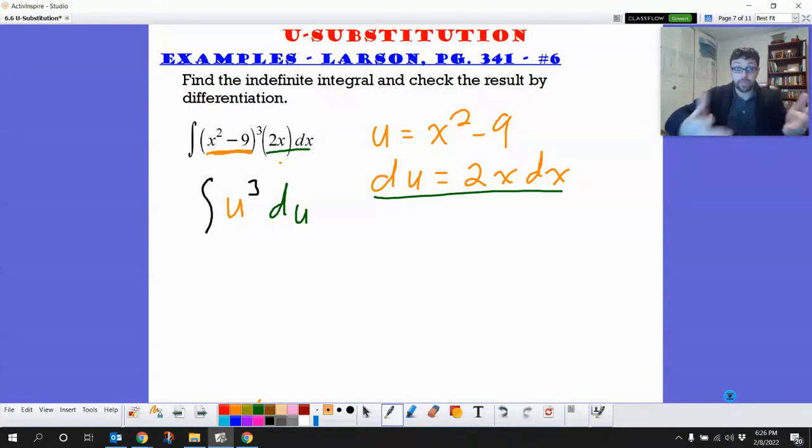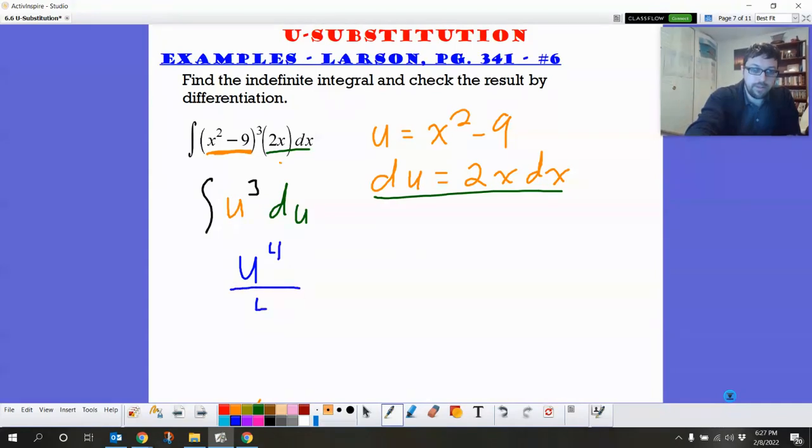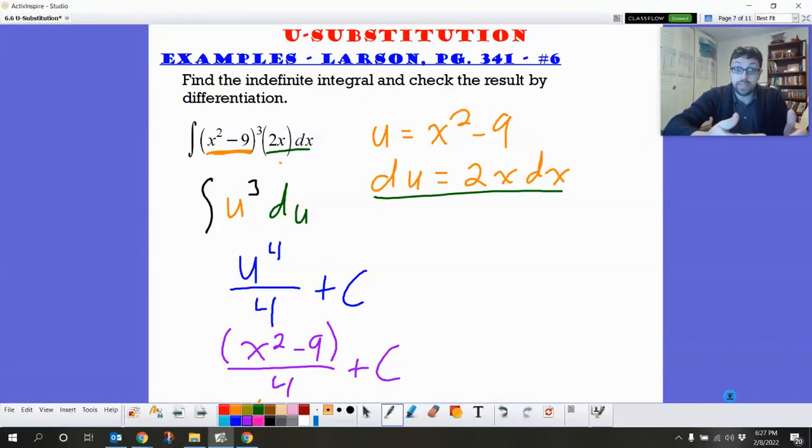Okay, so let's figure out what the indefinite integral of this is. Let's do the antiderivative. So that would be u to the fourth divided by 4, then plus our c value. Now, we wouldn't just stop there. We've got this u thingy. We want to bring back the u that we started with. So replace that u with an x squared minus 9. So inside of this parentheses, we'll put x squared minus 9 to the fourth over 4 plus our c value. And that would be the indefinite integral.